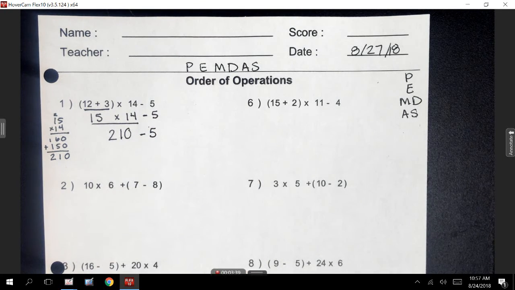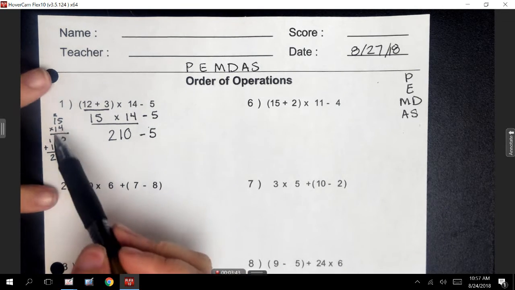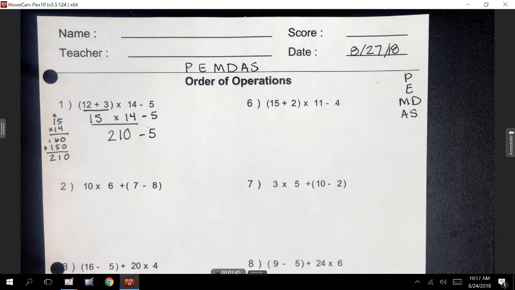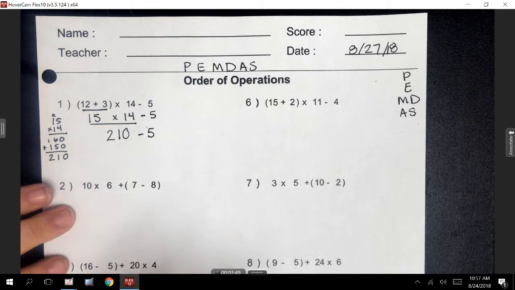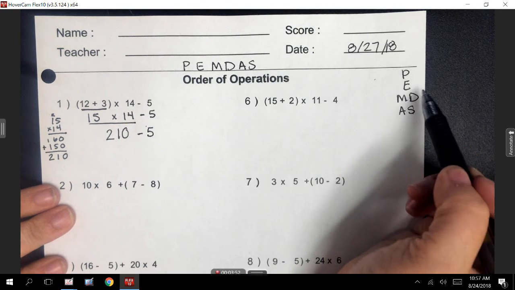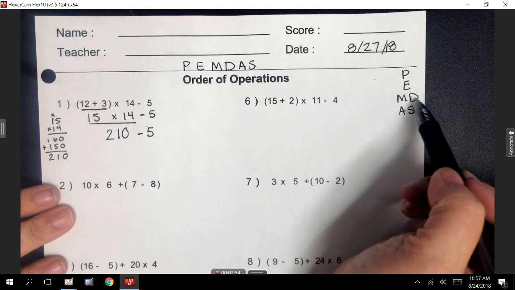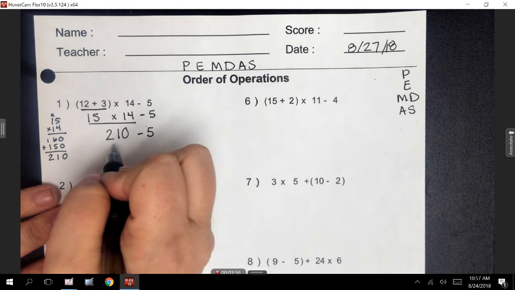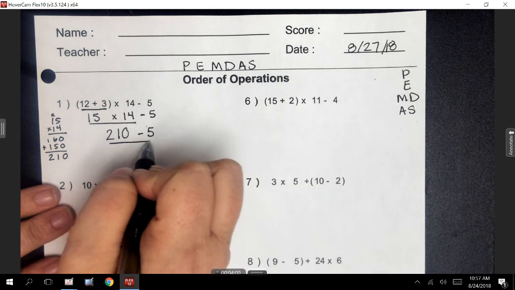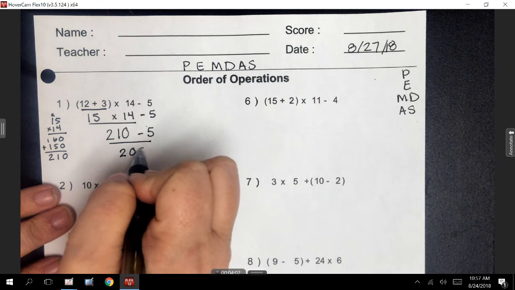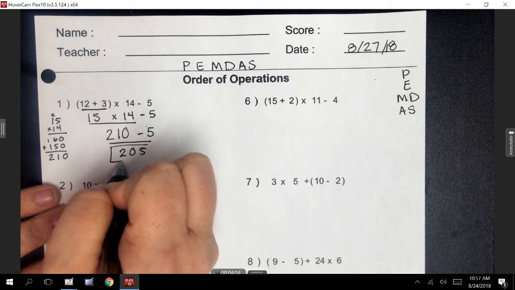All right, and guys, look at how clearly and neatly that work is written. That's what I need to see. If you have to go to the side and work something else, that's fine. We could also do that on a piece of lined paper if we wanted to organize that better. All right, no parentheses, no exponents, and no more multiplication or division. The last thing, addition and subtraction, is the only thing left to do. 210 minus 5 gives me 205, so that's my answer.